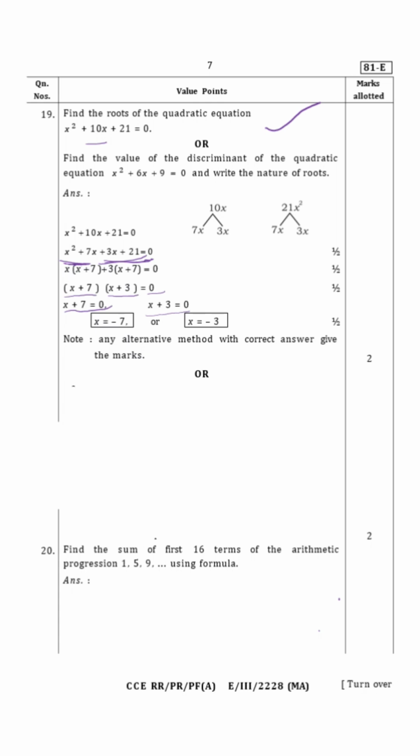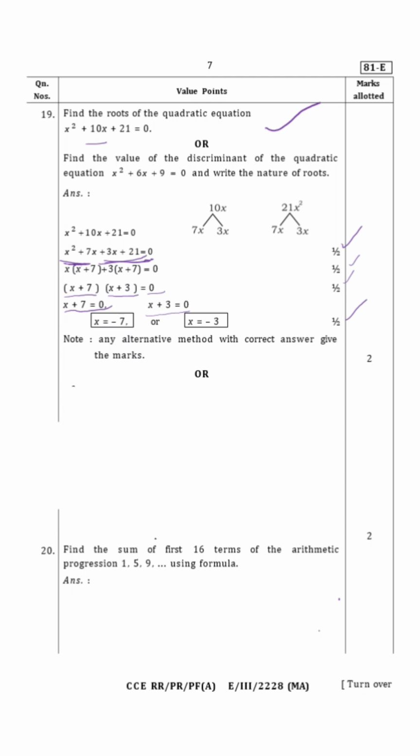You can also solve it by the formula method, which gets equal marks. Each step carries half marks, so don't skip any steps here.